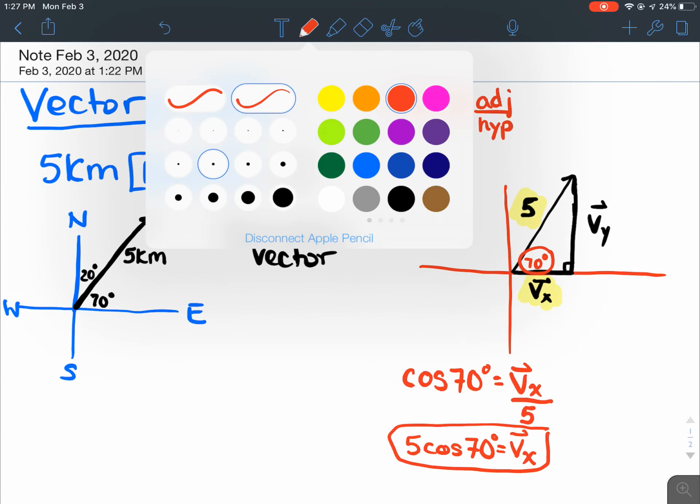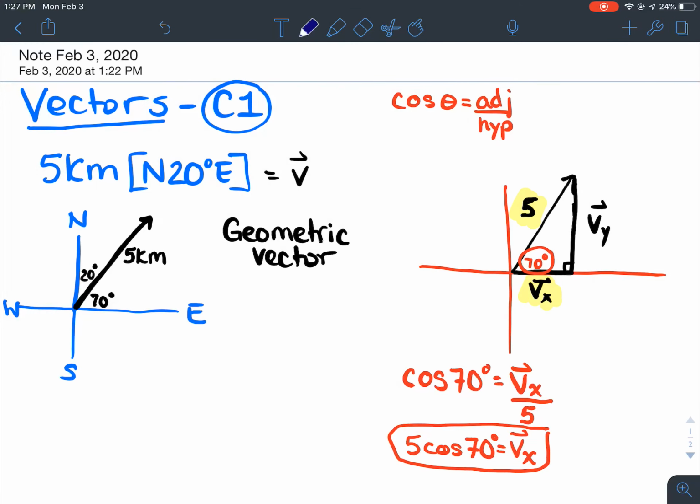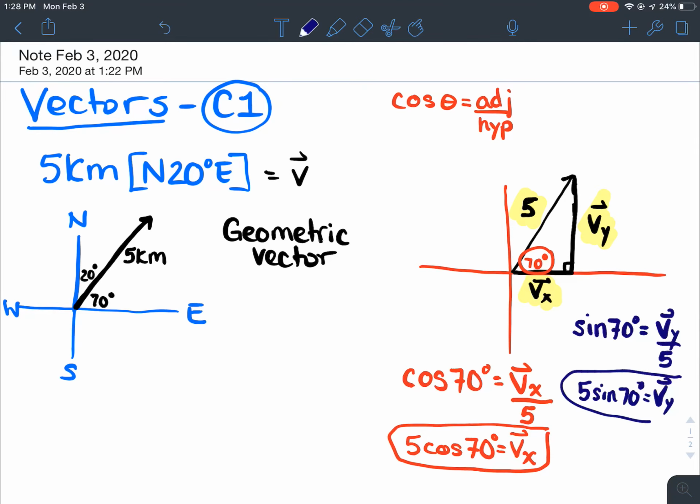Then if I wanted to find my y component over here, that's opposite to my angle, so I'm going to use sine. Sine 70 degrees is equal to my y component divided by 5, so opposite over hypotenuse. And if I want to isolate my y component, it's 5 times sine 70. You can punch that into your calculator to figure out the answer, but I did not bring my calculator.